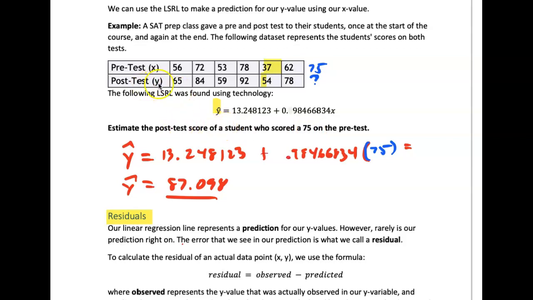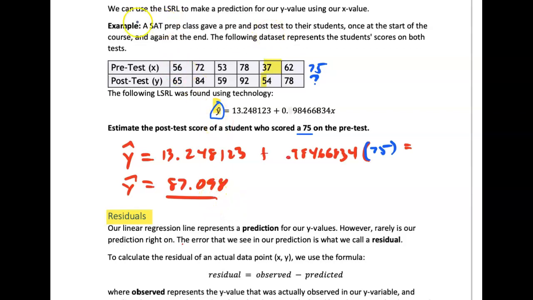Estimate the post-test score, the Y value, right? This predicted value. Get a prediction. If you know someone scores 75 on the pre-test, could we predict what they would get on the post-test? You use this equation here. You just plug in 75 and replace for X since that was the X value. And you get the prediction. That's it. It's that simple.